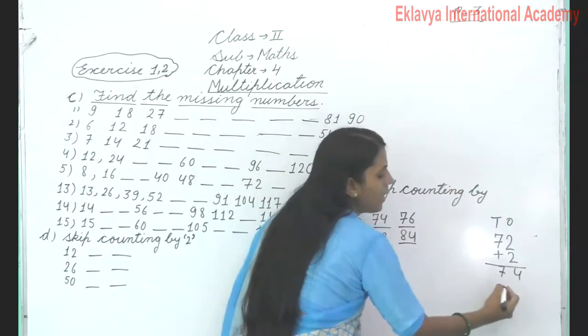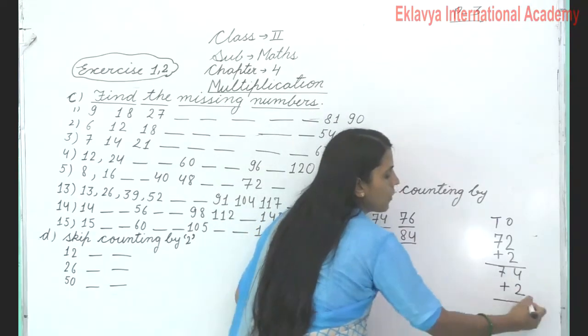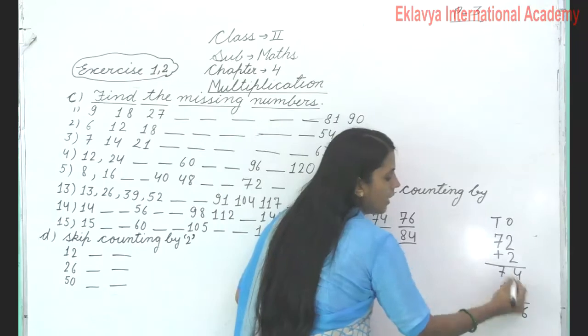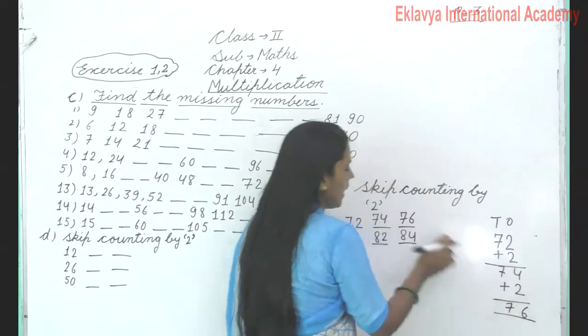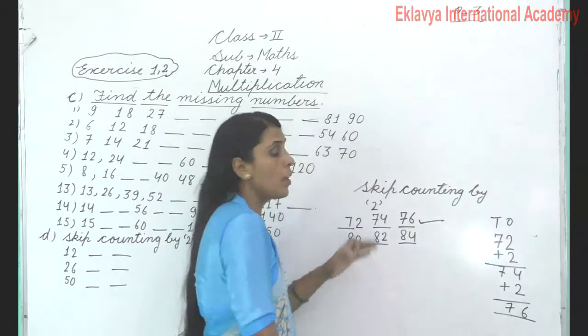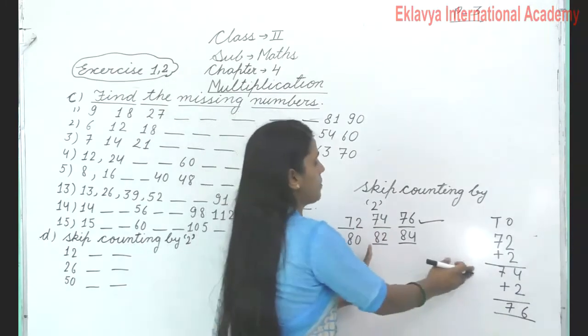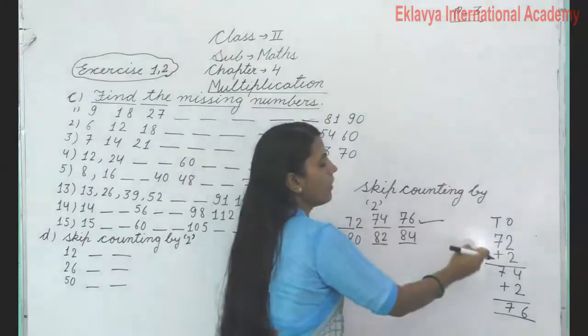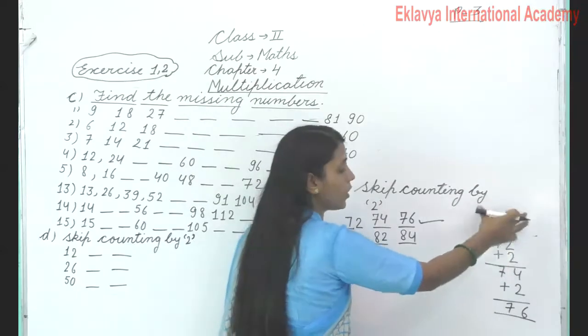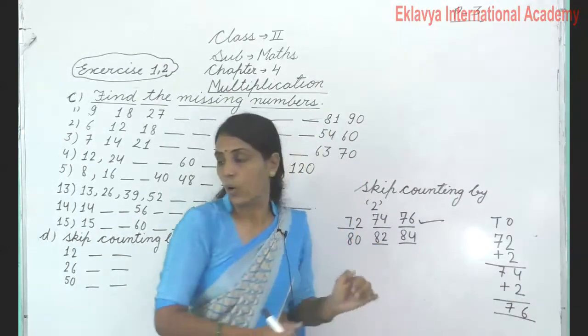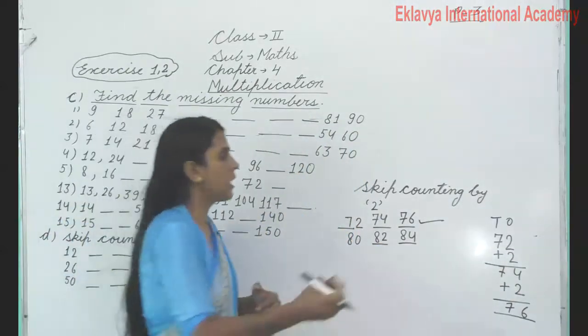Now again we will add 2 in this question. 4 and 2 is 6, and we will get 7. Like this, 76, and your answer is 76. Okay. We can do these 2 types. We can do it according to counting, and we can do it according to addition also. Skip counting. Okay. We will see more examples.